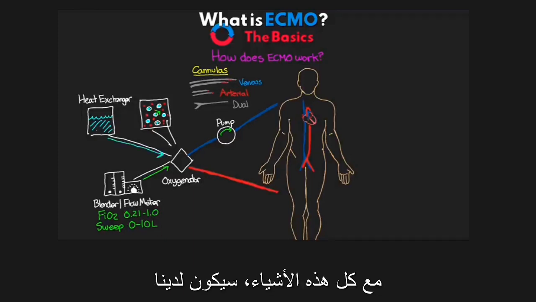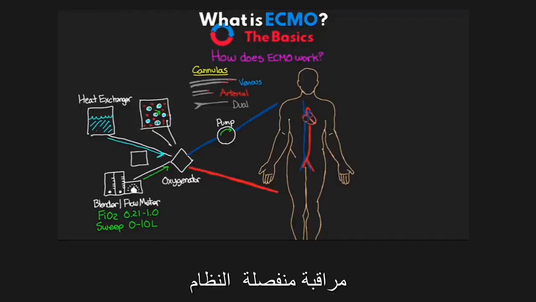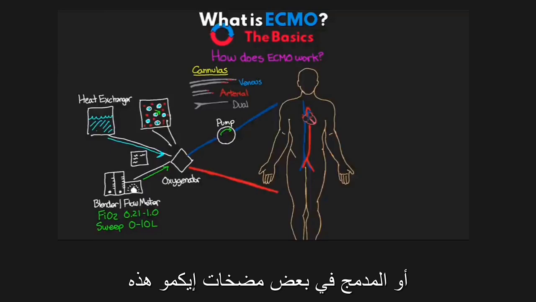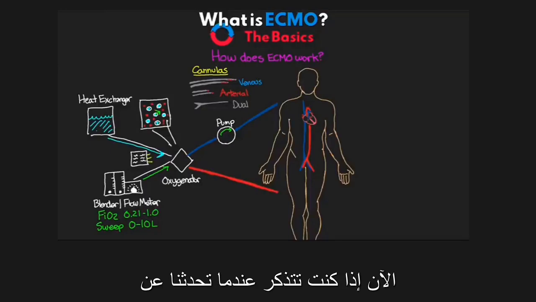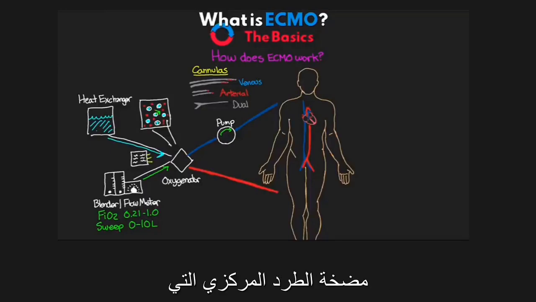Now, to go along with all this stuff, we're going to have some sort of monitoring system that is either a separate monitoring system or built into some of these ECMO pumps. Now, if you remember when we talked about the centrifugal pump, that one required a flow sensor, and we're going to see that sensor on the line going back to the patient after the oxygenator. And again, this is just to let us know the blood flow that we have going on in this system.